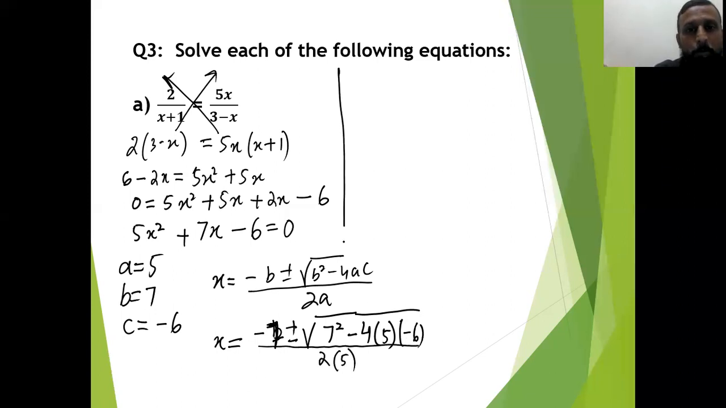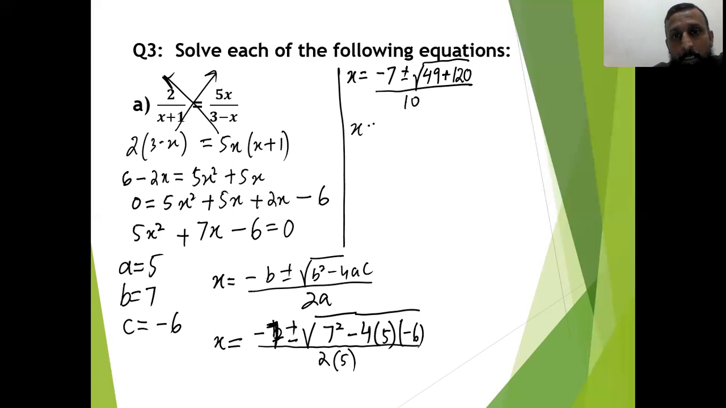Alright, dear students, so let's do it very quickly. Again, x equals negative 7 plus minus 49. 7 sevens are 49. And there are two minus signs, so it becomes negative and negative positive. 4 fives are 20. 20 into 6 is 120, so we get plus 120, upon 2 fives are 10.